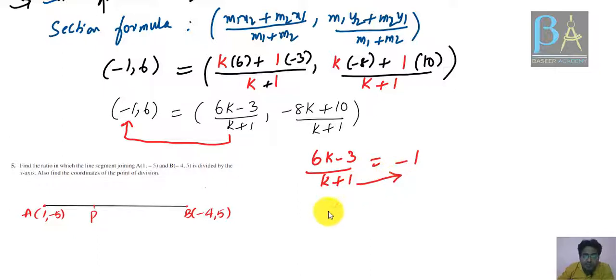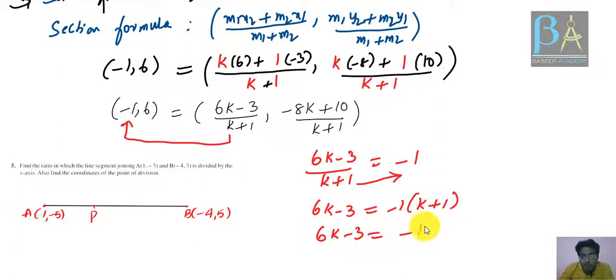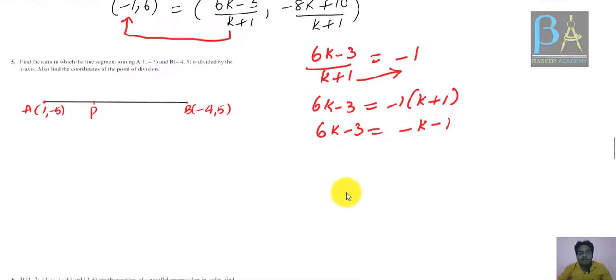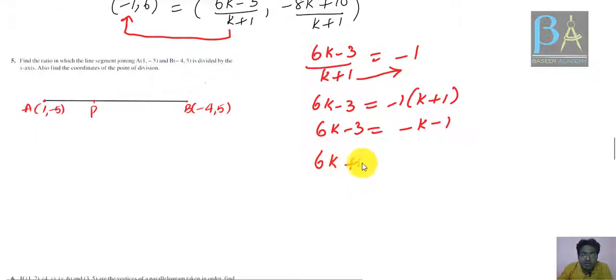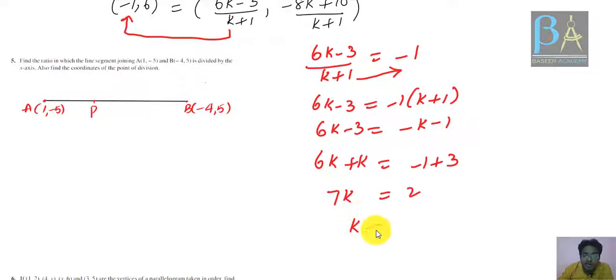Let us multiply this to the right hand side. So I end up getting 6k minus 3 is equal to minus 1 into k plus 1. So 6k minus 3 is equal to minus k minus 1. Let me take k on one side, and let me take the numbers on the right hand side. So 7k is equal to 2. I'm getting the value of k as 2 by 7.